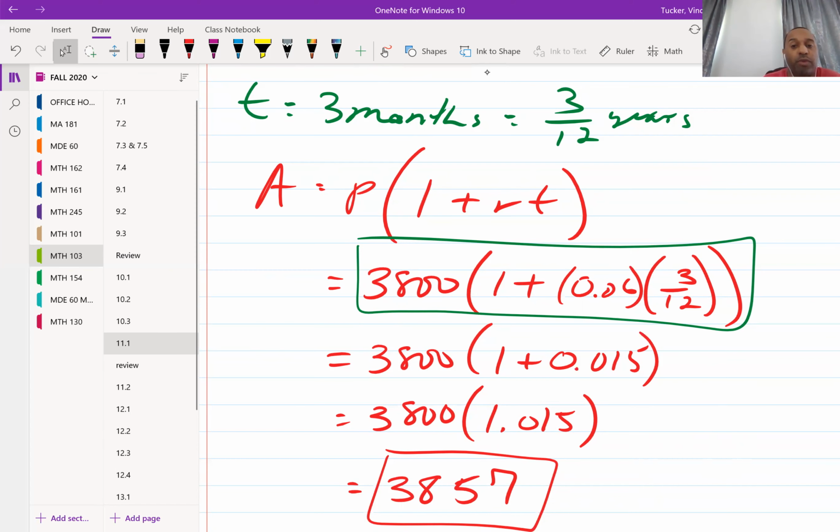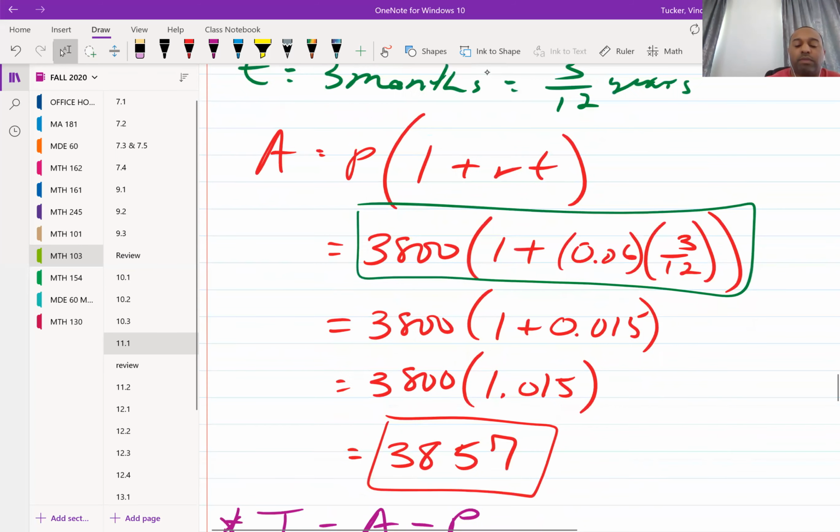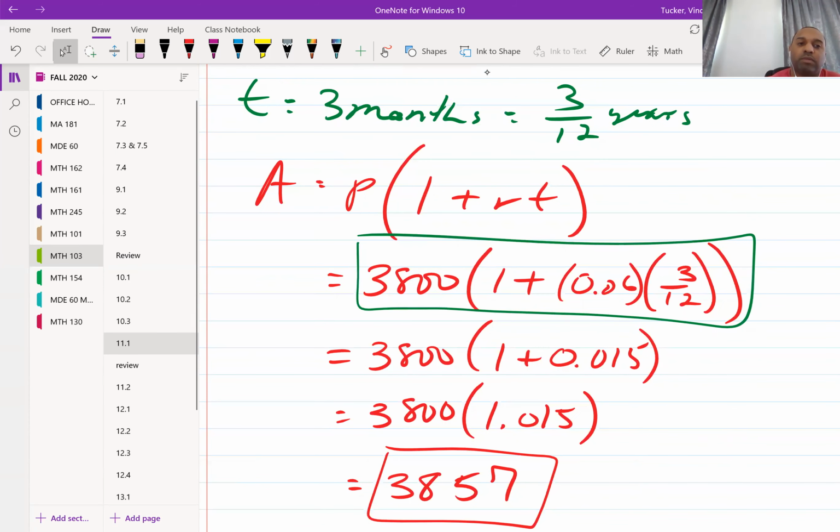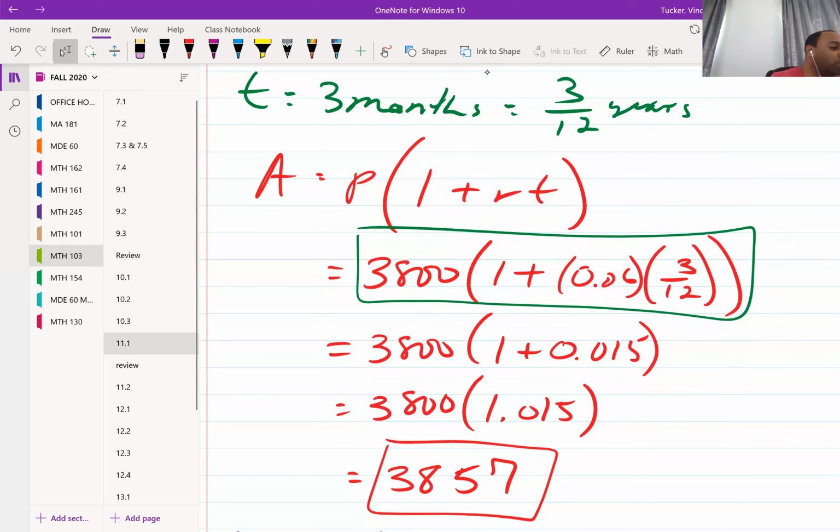Or like I mentioned before, you could have done it the way we did it in the last problem, where you calculate your interest first and then just add it to the 3,800. Either way, you get the same result. Any questions?